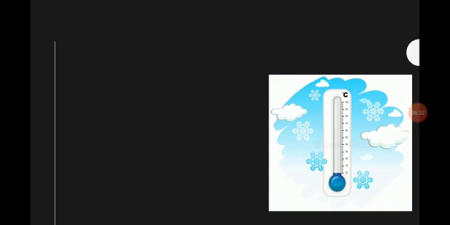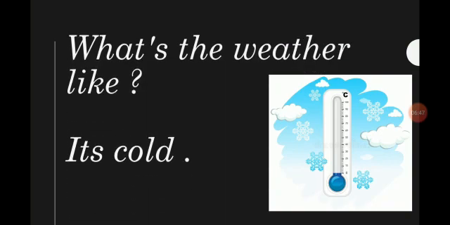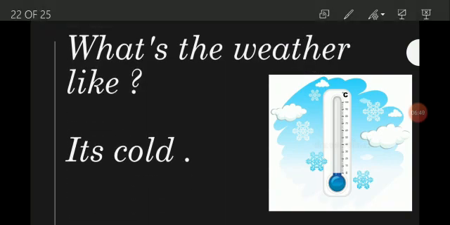Look here. Also, someone asks you what's the weather like. You look at the picture first. Here's a picture that means there's a low temperature. So you put it's at the beginning of the sentence and say it's cold. So it's cold.